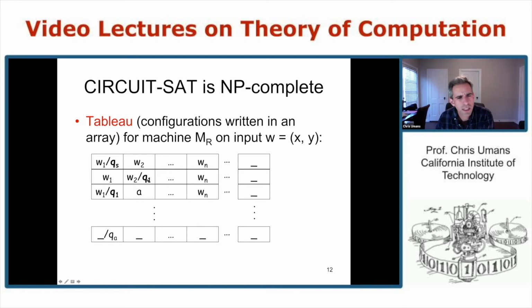This is the way I'm indicating the position of the head. I'm putting a slash and then the state, and so you can follow where the head moves and what the state is as it processes things. And maybe in the next step, you move the head back to the first square, you stay in state Q1, and you write over the symbol here with an A, and so on, and you just keep moving along like that. So it's just a sequence of configurations of the Turing machine, one on top of the other.